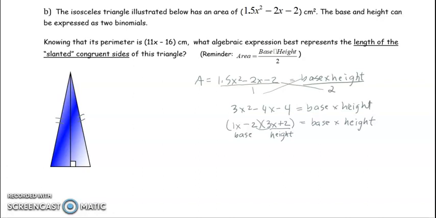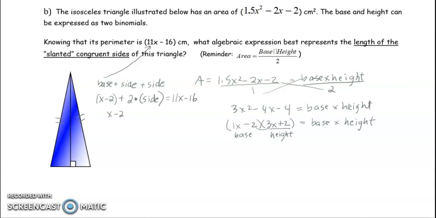Now, we have to figure out how to use the perimeter in this question. Perimeter is the length of all three sides. So that's going to be basically the base plus the side plus the side. Both those two sides are going to be equal. So I'm going to put in x minus 2 for the base, plus 2 times the side length. All right, so that's going to be 3 of the sides, and that's supposed to be equal to 11x minus 16.